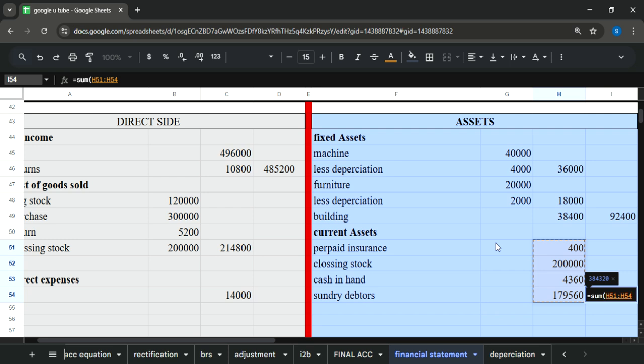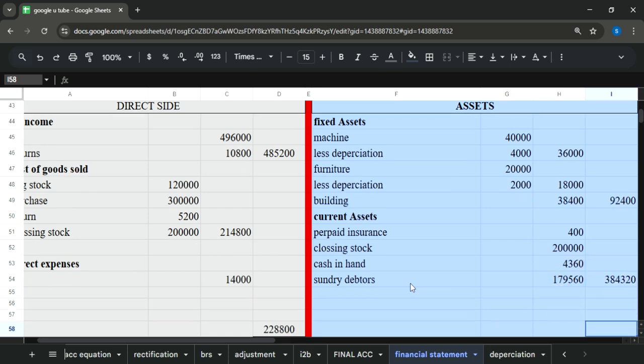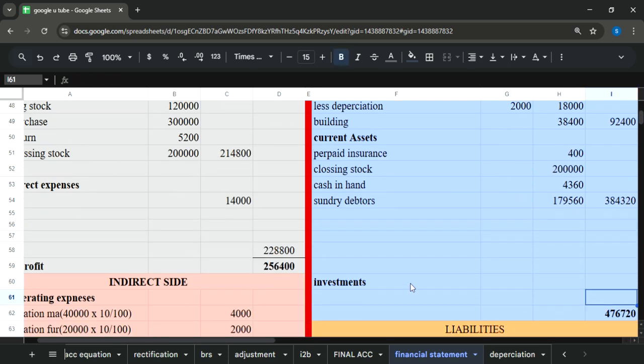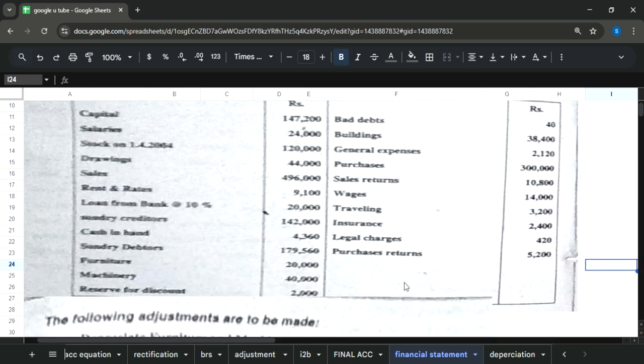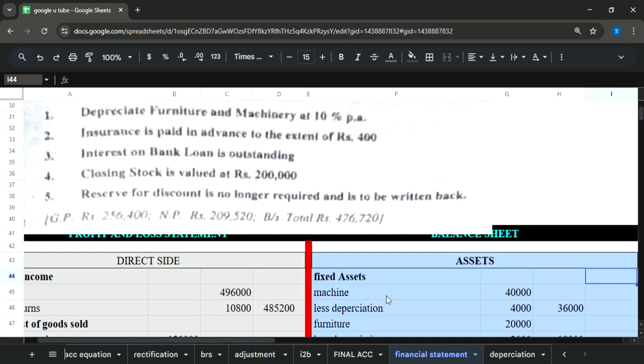There were 4: prepaid, closing stock, cash in hand, debtors. In this way the sum of current assets, and there is no investment, you may write 0. So finally we have got 476720, and our answer is 476720.